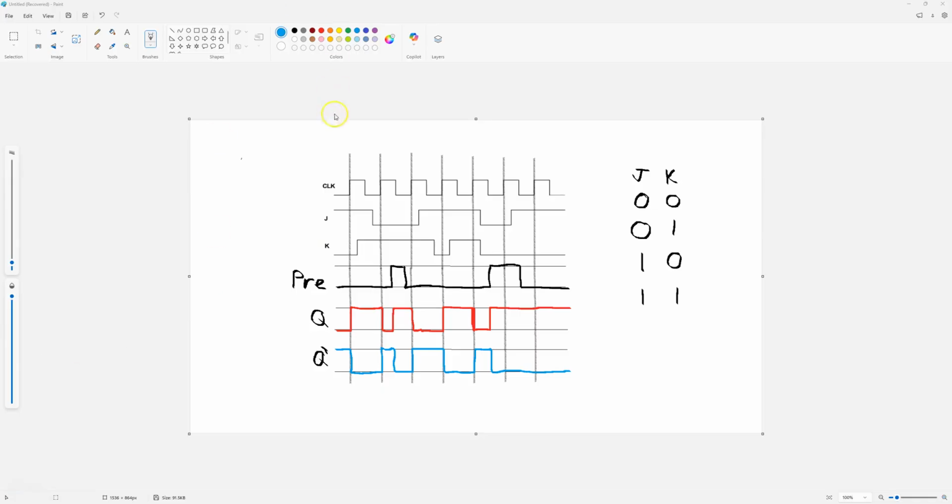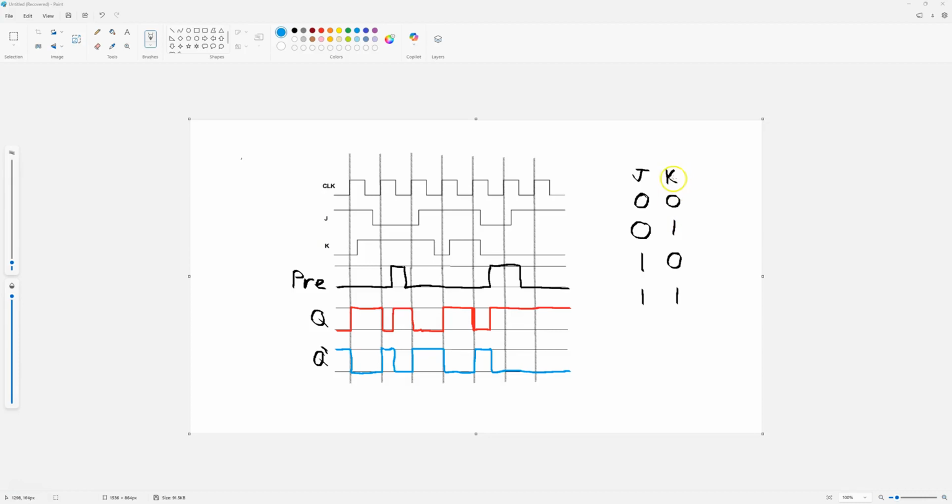Right here, as you can see, we are set on the positive edge of the clock, meaning at the positive edge of every clock pulse, that is when behavior change will occur. And JK flip-flop behavior goes as is, as 0, 0. At 0, 0, the Q will be held at whatever value it's currently at.